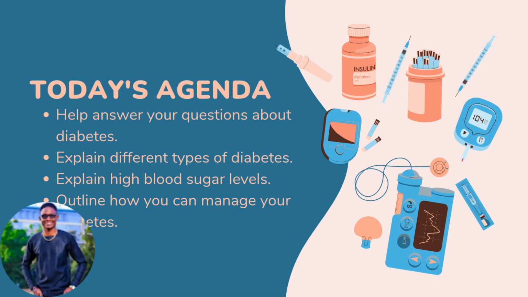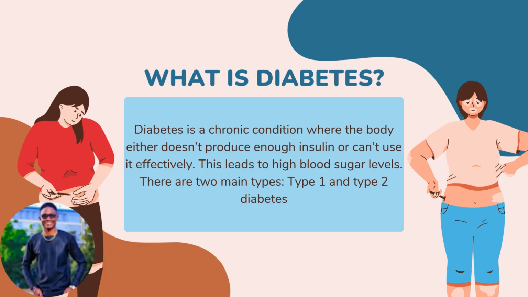Ladies and gentlemen of excellence, today's agenda is very simple. Help answer your questions about diabetes, explain different types of diabetes, explain high blood sugar levels, and also help outline how you can manage your diabetes. To begin with, what is diabetes? Diabetes is a chronic condition where the body either doesn't produce enough insulin or can't use it effectively. This leads to high blood sugar levels. There are two main types of diabetes, type 1 and type 2 diabetes.